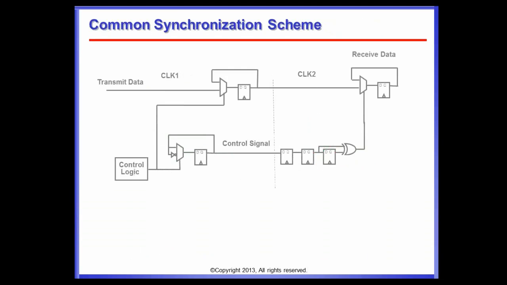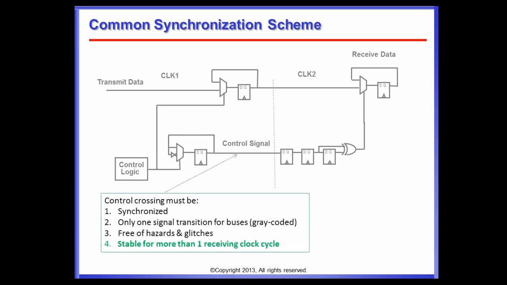Now, how to tackle those clock domain crossings to avoid metastability? You usually have a design like that, which is a handshake synchronizer, and I have a control signal which is synchronized in. Then there should be only one signal transition on this control signal for a bus, so it has to be gray coded. You have to check that.